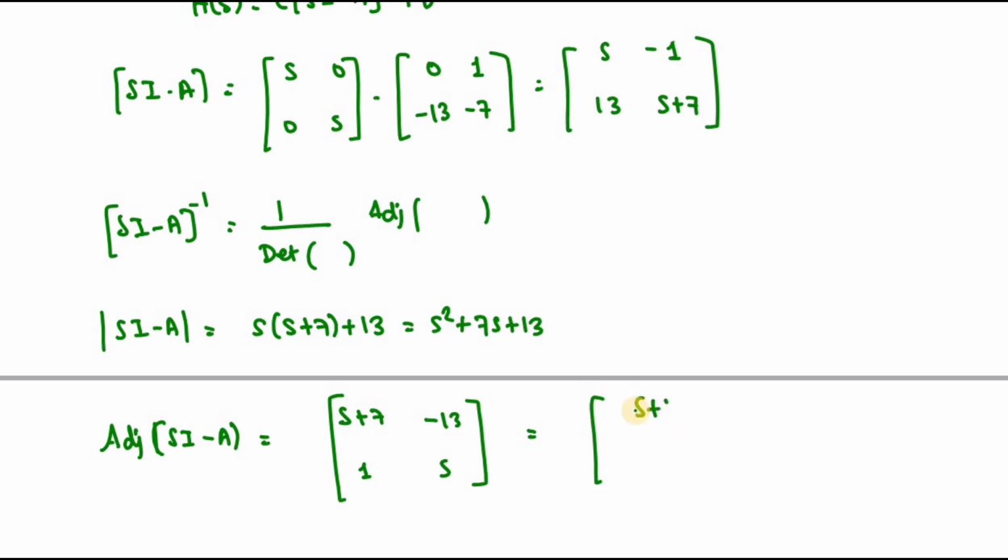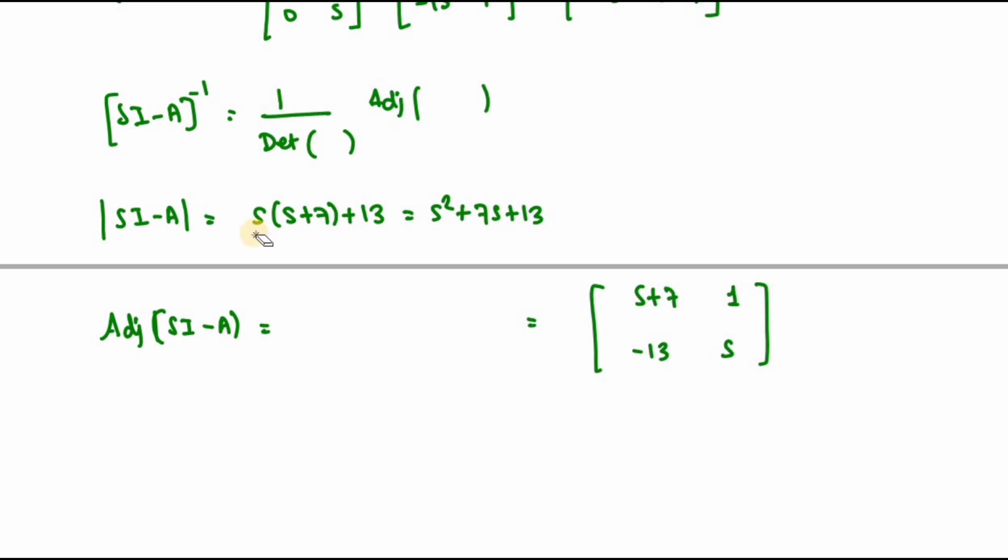So this is your adjoint of sI minus A. Next, if you want to find the sI minus A, the whole inverse, you have to take the sI minus A adjoint value, divided by the determinant value. The determinant value is s square plus 7s plus 30.